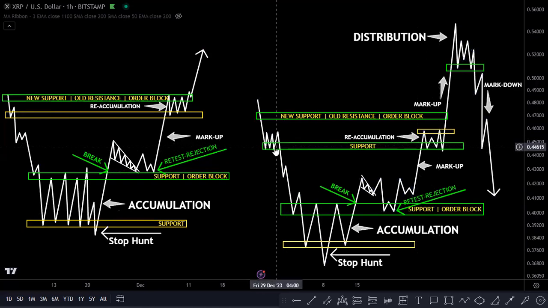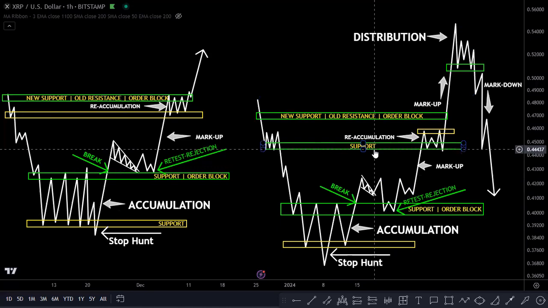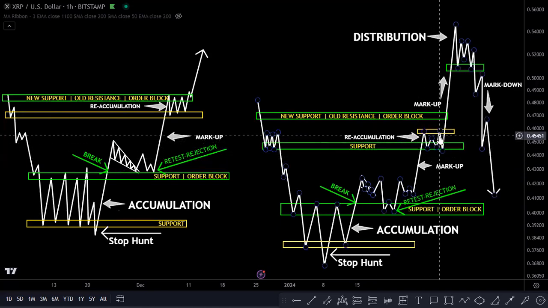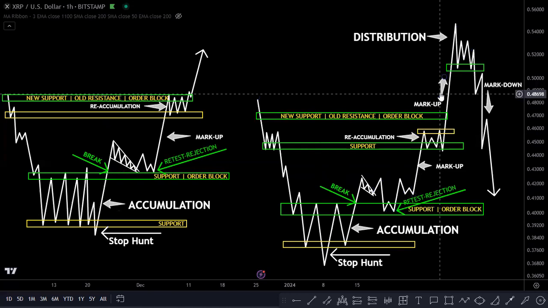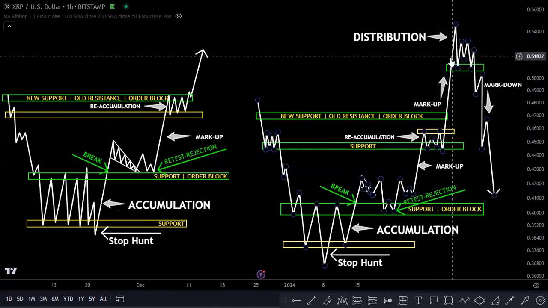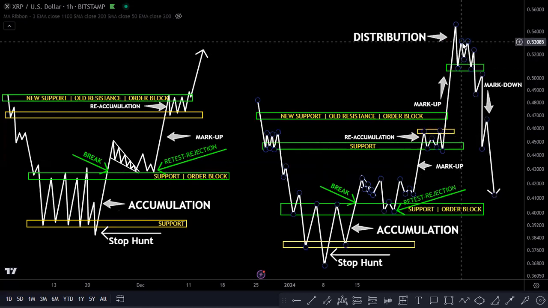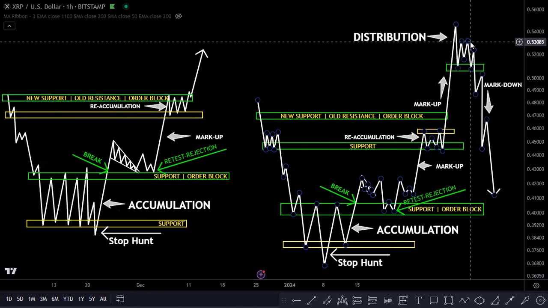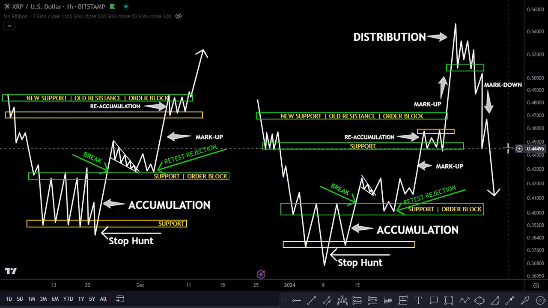We get past this resistance. It was resistance when price was down here, and then it turns into support, gets rejection. Maybe we get another liquidity grab, and then we pop out of the top, continue, mark up, and then here's our distribution. Nice sharp jab up, and failure to go back up to the high, and then we start our markdown phase.